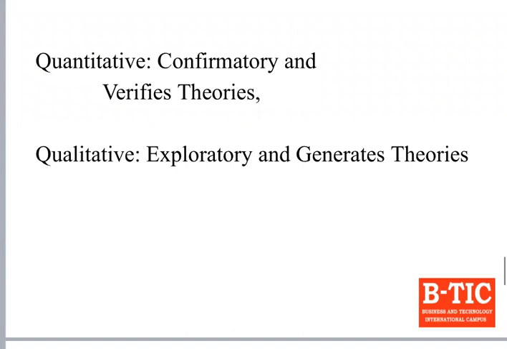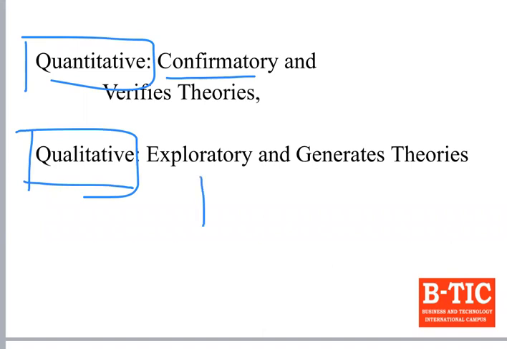Now, further, as we said in the past, we do inductive researches to develop new theories, and we do deductive researches to test the existing theories. In most cases of deductive researches, we use quantitative methods to confirm or verify theories, to test theories. Okay, quantity. On the other side, we use qualitative research to explore something or to generate something.